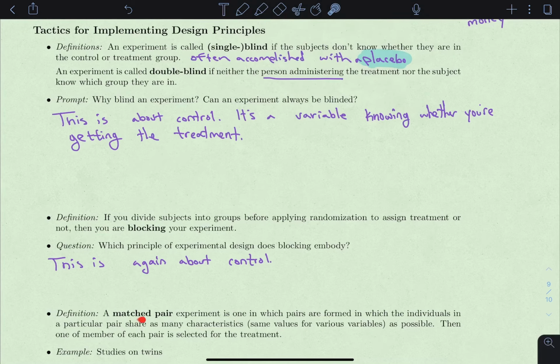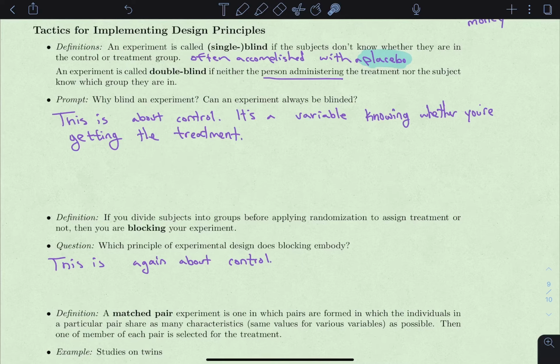So it's kind of an extreme form of blocking, but you see it when you do studies on twins. That's a good example of a matched pair, or an example of blocking where you're grouping individuals together that have a lot of variables in common and then giving one of them the treatment and having one of them not have the treatment. So they would be better comparisons between each other.